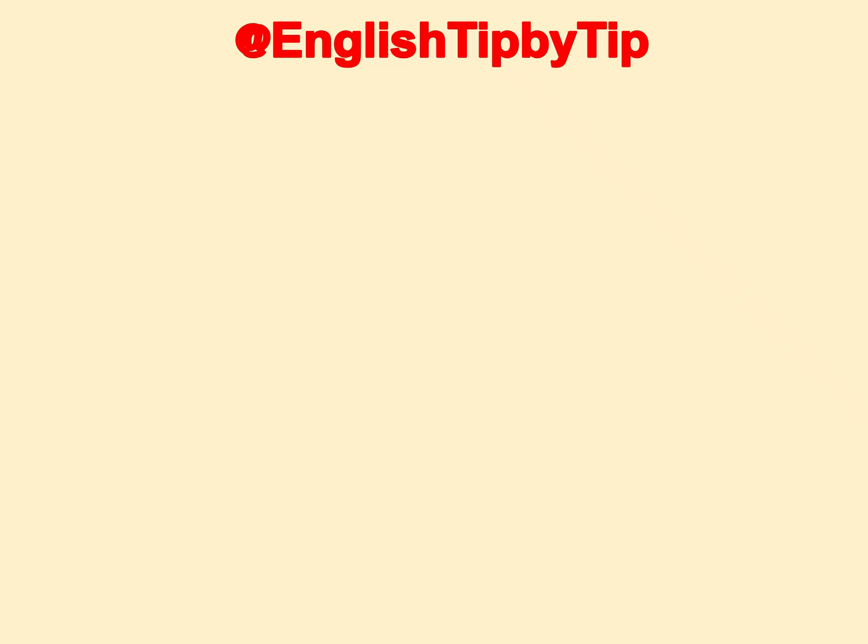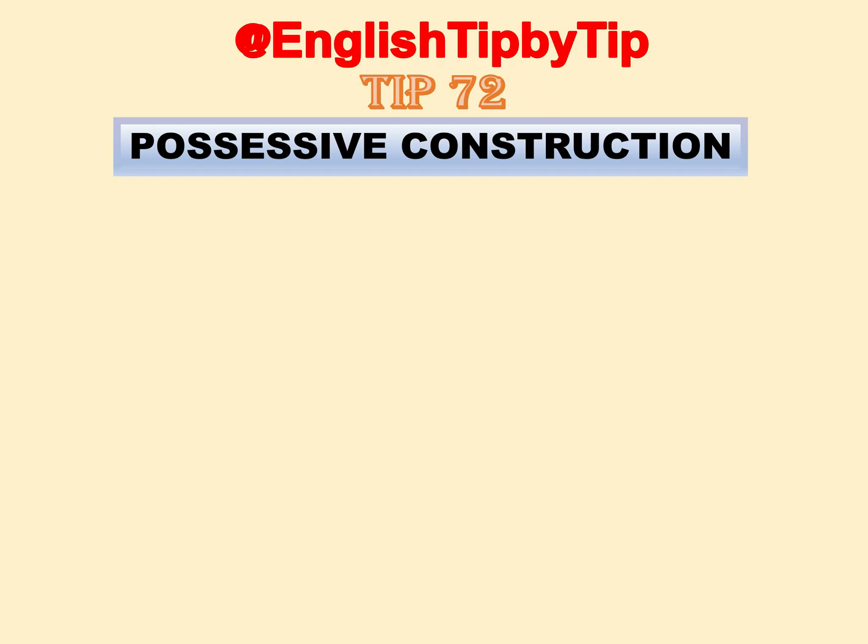English tip by tip. Tip 72. Possessive Construction.